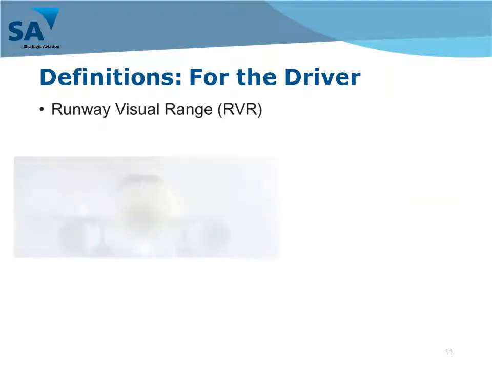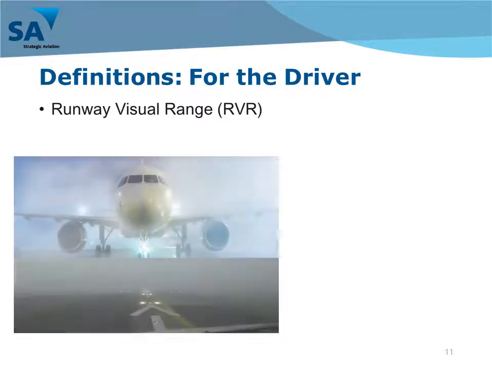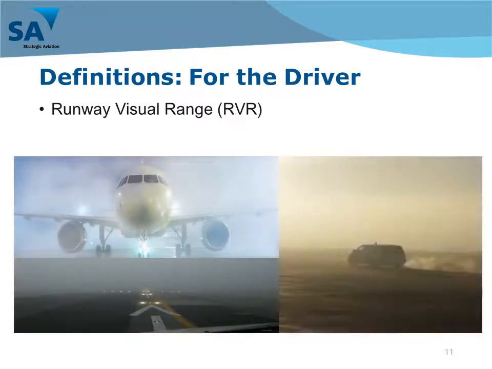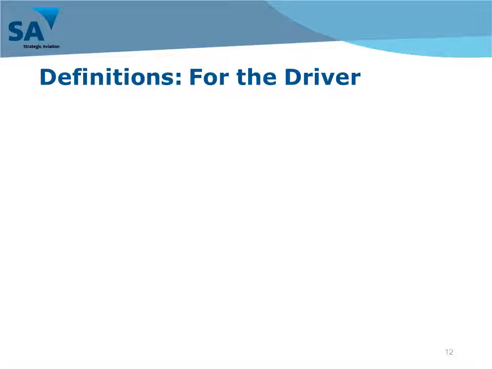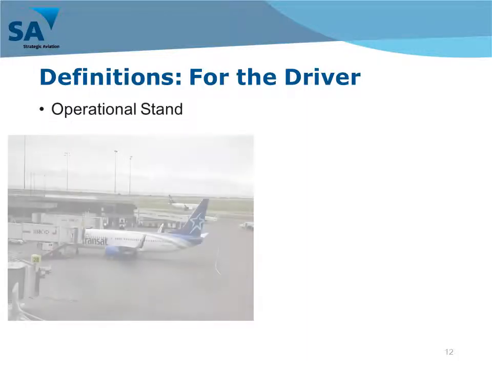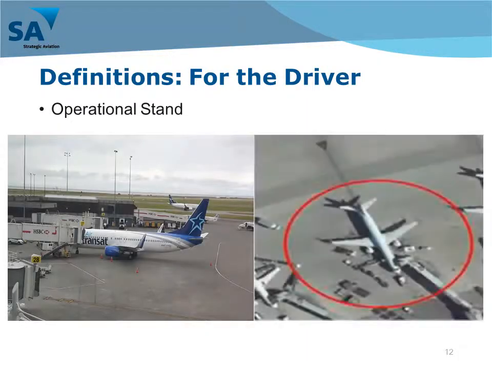Runway visual range, or RVR, is a term used to express how far a pilot can see down the runway, usually given in feet or meters. When the visibility is very low, the airport may adjust operations for reduced visibility operations or low visibility operations by reducing or even stopping work airside until the visibility improves. The operational stand is a location on the apron where the planes are parked, serviced, and loaded and unloaded. There may be ramp workers, equipment, and other vehicles in this area that you must be aware of when driving on the ramp.